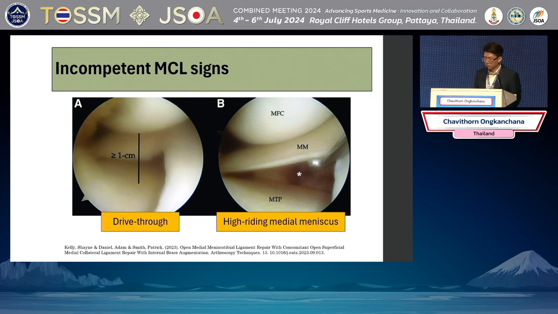Two of the arthroscopic signs of an incompetent MCL are: first, the drive-through sign. The medial compartment of the knee is easier to access with valgus stress at 30 degrees of knee flexion, showing a gap of more than 1 centimeter. And the second is the high-riding medial meniscus sign, reflecting an injury to the meniscotibial ligaments. A large gap can be found between the meniscus and the tibial plateau.